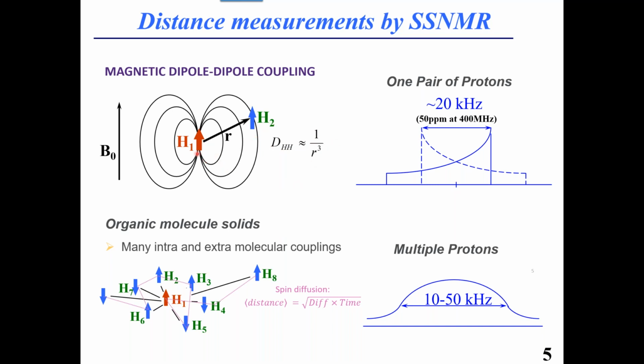So this dipole coupling can be homonuclear, like shown here in protons, but it could be heteronuclear, like proton-carbon, proton-nitrogen, and so on. And again, you can measure very precisely the heteronuclear distances and use those as a constraint. Or you can use the effect of so-called spin diffusion.